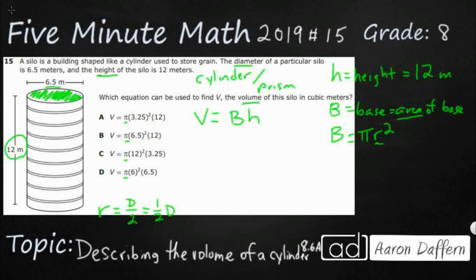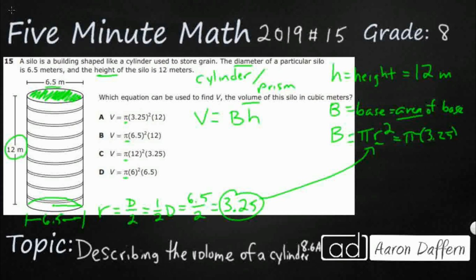So if I were to kind of draw this other base down here, we got 6.5 meters, right? The radius would be from the center out to the side. So we just need to take our 6.5, cut it in half, and that's going to be about 3.25, or 3 1/4. So now we got to take this, plug it back into here. So that's going to equal pi times 3.25 squared. So that's my base. But now I got to take that and plug it back into there.